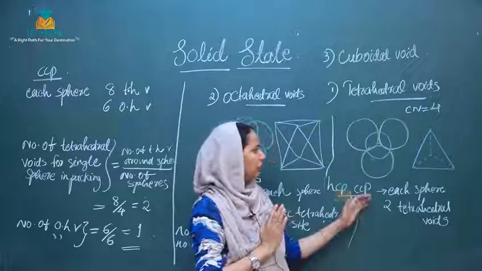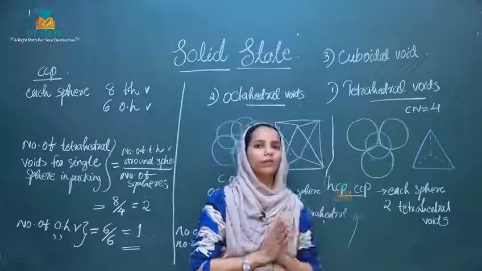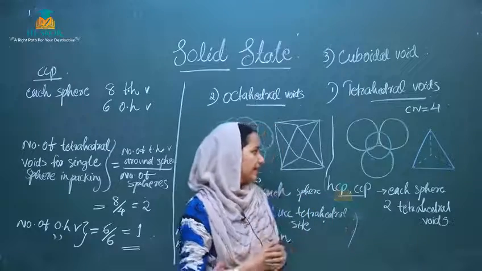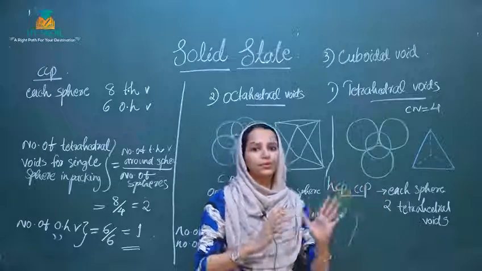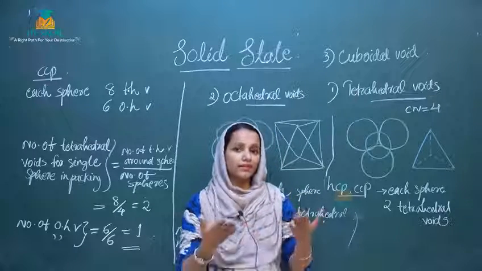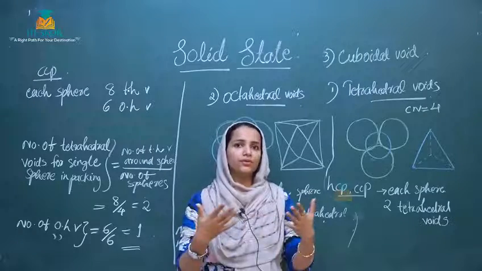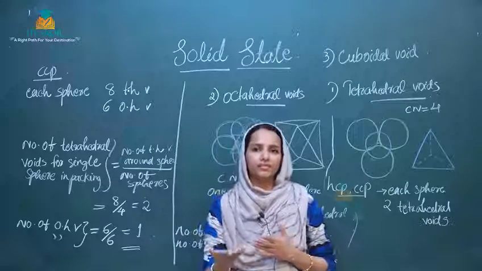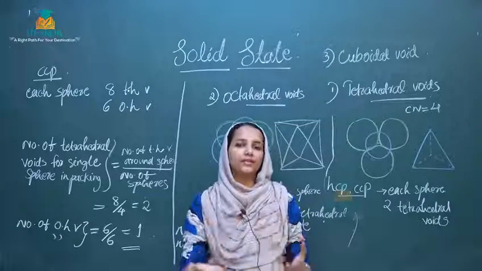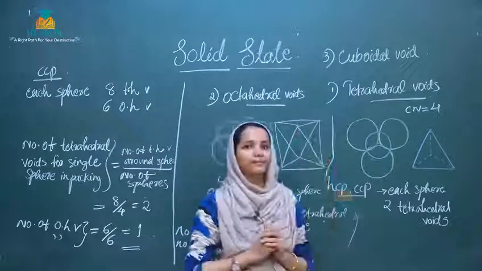While looking at hexagonal close packing or cubic close packing, we can see that each sphere has two tetrahedral voids. The number of tetrahedral voids is equal to 2 for each sphere. So, that is the first type of void.